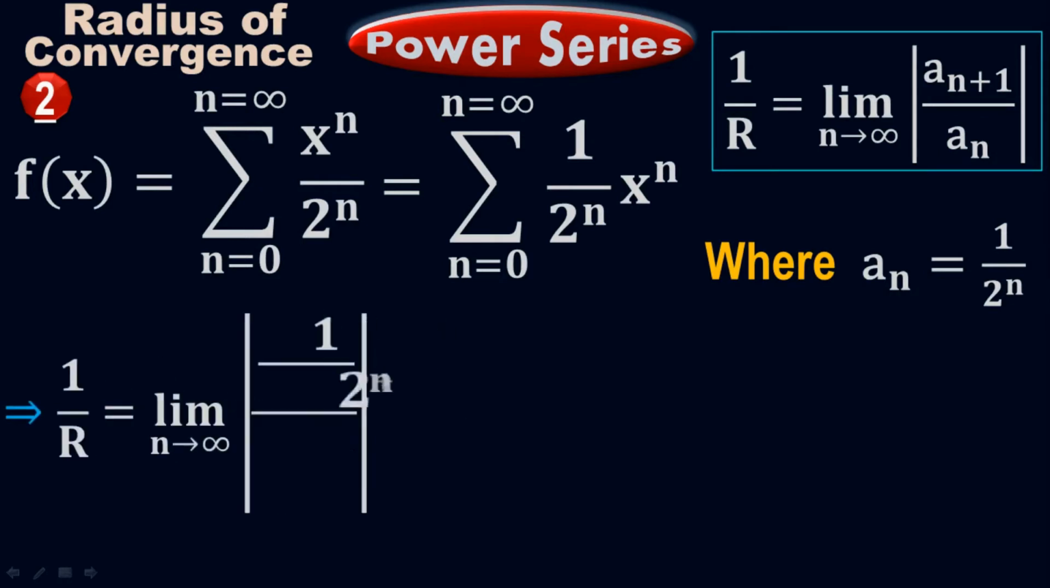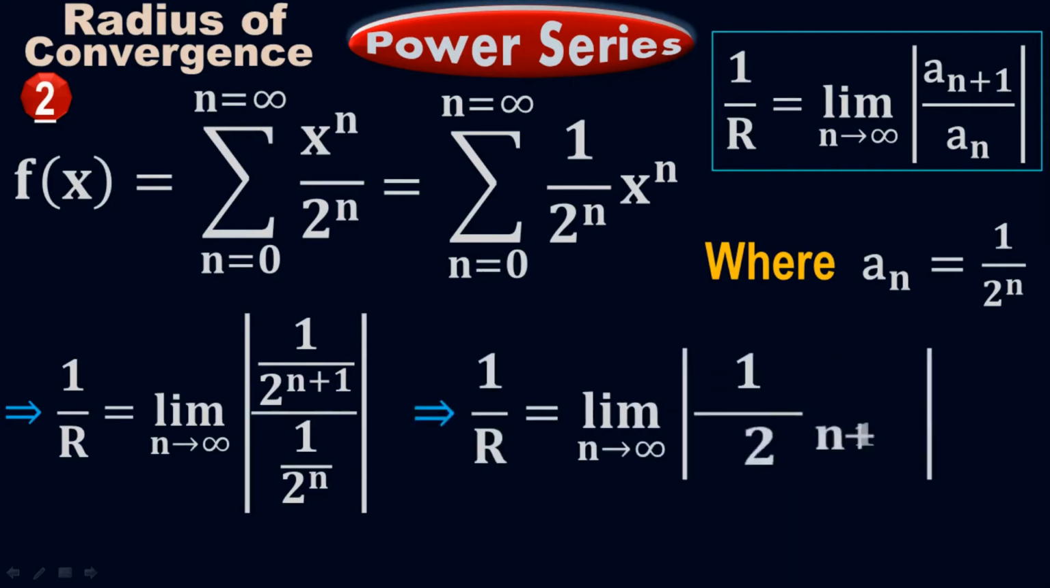So apply the ratio test here, which implies that 1 over r equals the limit of (1 over 2 to the n plus 1) over (1 over 2 to the n), where n approaches infinity. Look, according to the ratio test, a sub n is 1 over 2 to the n. Plug that into the denominator. In the numerator, we have a sub n plus 1, which equals 1 over 2 to the n plus 1. For the n, we put n plus 1. So 1 over r equals the limit of 1 over 2 to the n plus 1 times 2 to the n over 1. Bring this 1 over 2 to the n up.